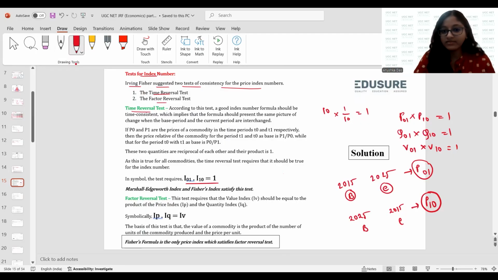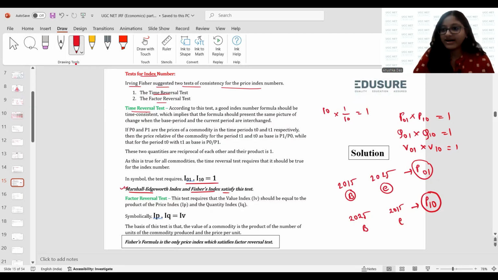See here, you can take a look at this explanation. This is what I have explained. I don't want to read this out. Take a screenshot if you want. And the most important property is that Marshall-Edgeworth and Fisher both satisfy the time reversal test. So this question is also asked multiple times: which index satisfies the time reversal test but not the factor reversal test? The answer will be Marshall-Edgeworth.